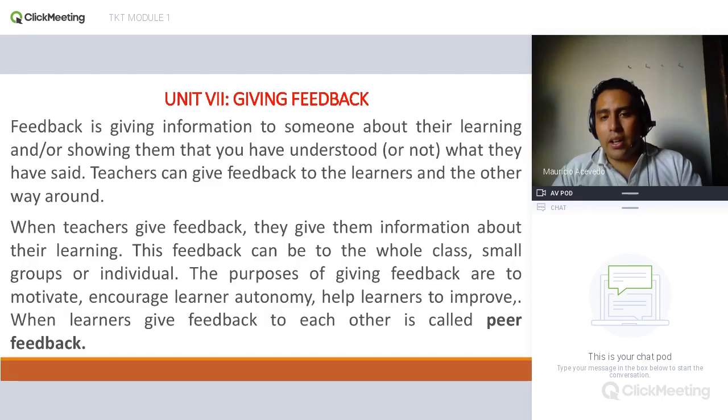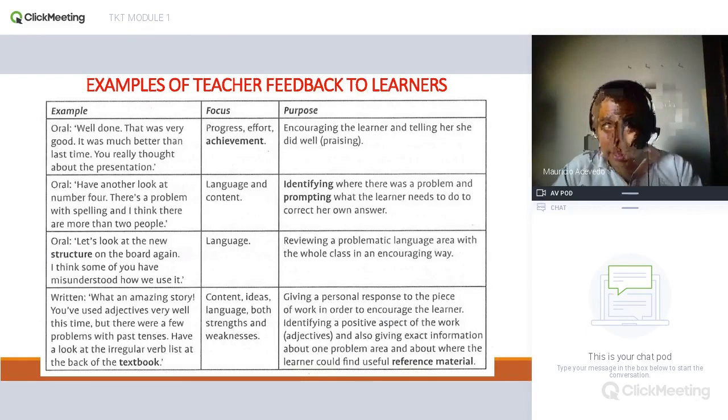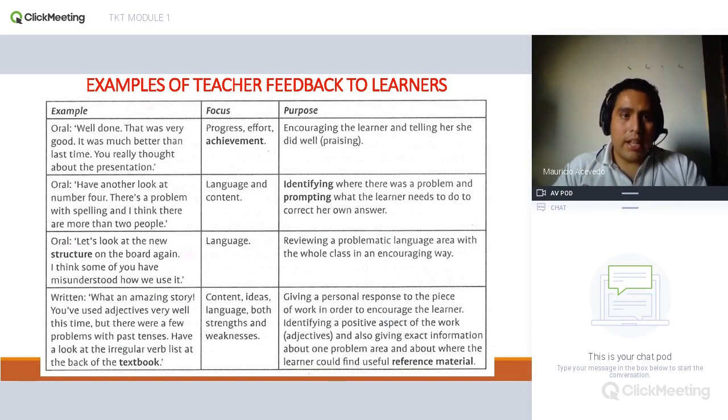Okay, when learners give feedback to each other, it is called peer feedback. I'm just going to write that. We're going to talk about peer feedback between students later on. Right now we're going to focus only on teacher feedback. Okay, so examples of teacher feedback to learners.